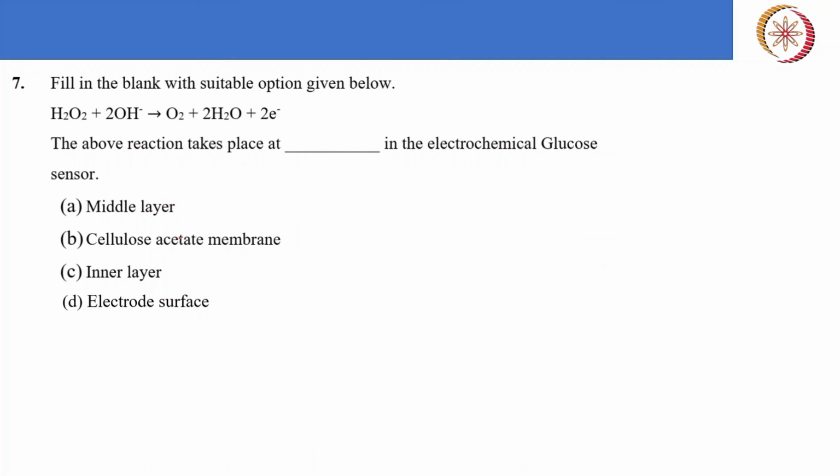So hydrogen peroxide and the hydroxyl group transform into an oxygen and water molecule plus 2 electrons. So it is basically an oxidation process, as the 2 electrons are removed. So the above reaction takes place at dash in the electrochemical glucose sensor. The options are: middle layer, cellulose acetate membrane, inner layer, and electrode surface.